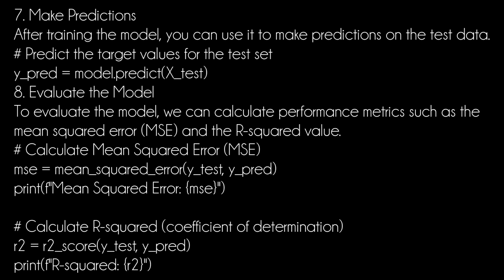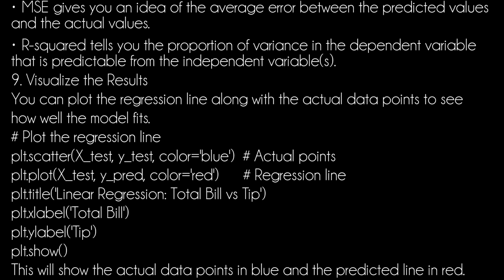Evaluate the model. To evaluate the model, we can calculate performance metrics such as the mean squared error and the R squared value. MSE gives you an idea of the average error between the predicted values and the actual values. R squared tells you the proportion of variance in the dependent variable that is predictable from the independent variables.